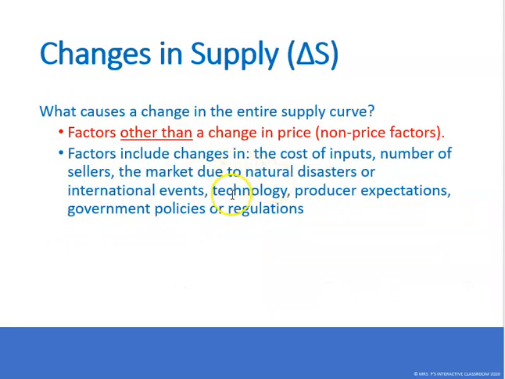So what causes a change in the entire supply curve? You have factors other than a change in price. Those are non-price factors. Factors include changes in the cost of inputs, the number of sellers, the market due to natural disasters or international events, technology, producer expectations, and also government policies or regulations.